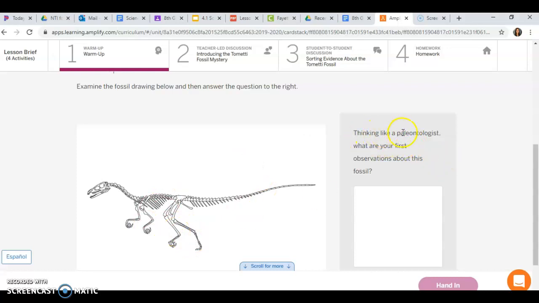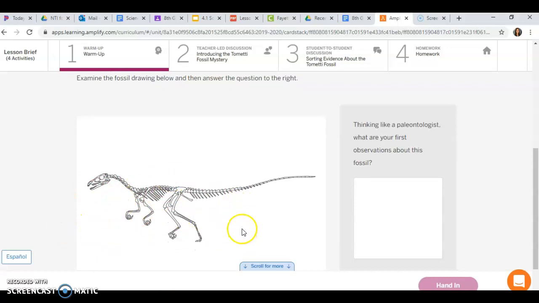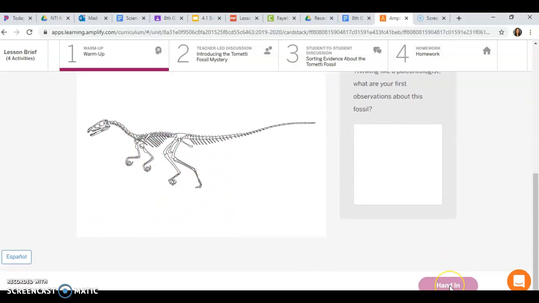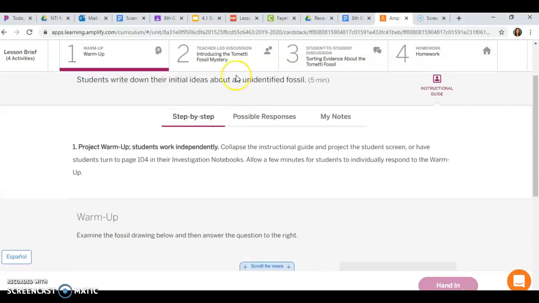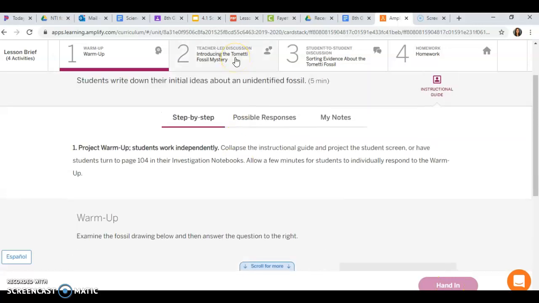So it says here, thinking like a paleontologist, what are your first observations about this fossil? You should be making at least 3 different observations, if not more, because this is our first initial kind of information that we're going to gather based on what we see. Then you're going to click hand in, and the second page, yours looks a little different than mine.